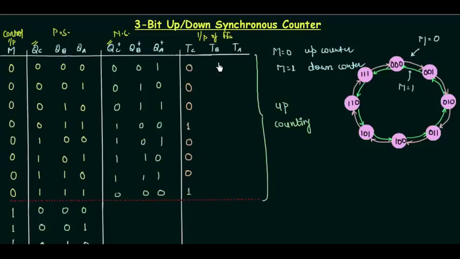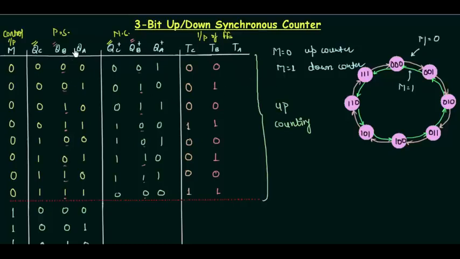In the same way we will do it for TB, that is the input of the B flip-flop, and for this we will consider QB as the present state and QB plus as the next state. So let's do it. 0 0, it means TB is 0. 0 1, toggling is there, so 1. 1 1, memory, so 0. 1 0, so 1 because of toggling. 0 0, 0 0, 1 1, 1 1 will give us 0, and finally 1 0 will give us 1. So this is how TB is there for the up counting.